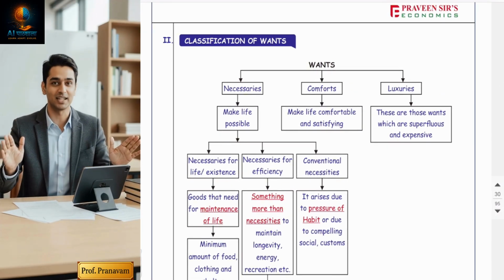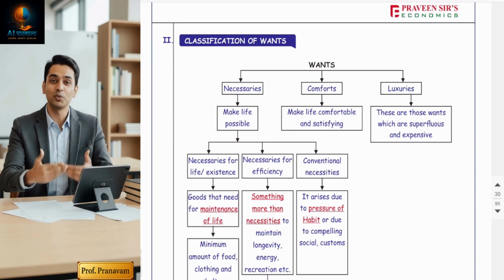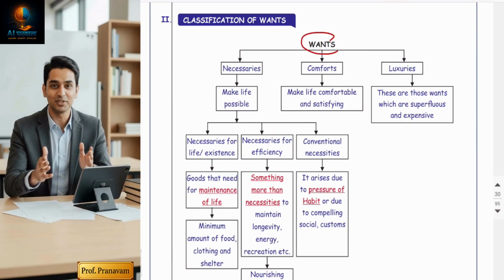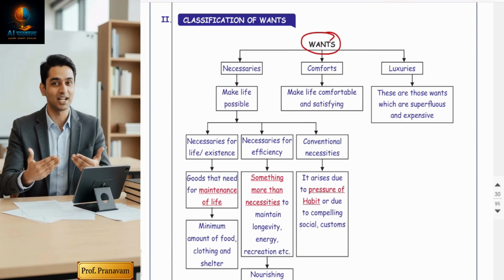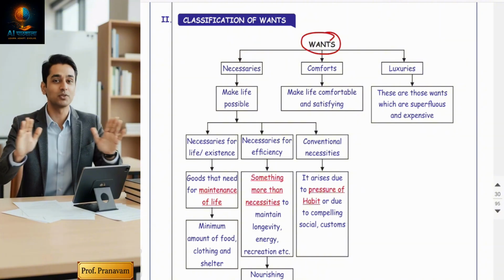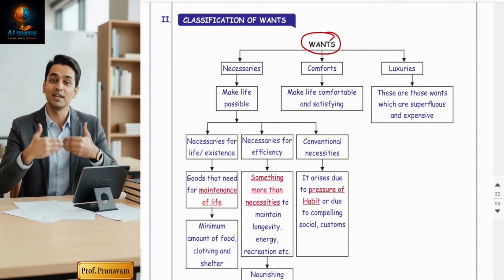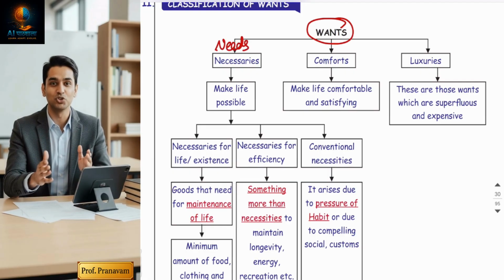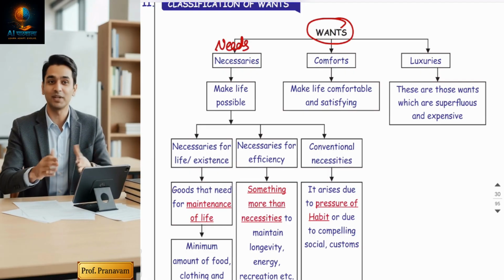Let's get into the in-depth. Till now, you have understood the nature of wants. Guys, economics says wants are divided into three levels, three categories: necessary, comfort, and luxury. Some wants are necessary, that is my needs. Without this, survival is not possible, right?